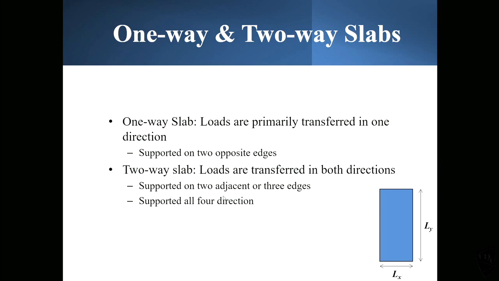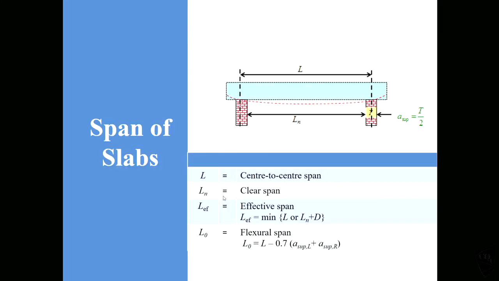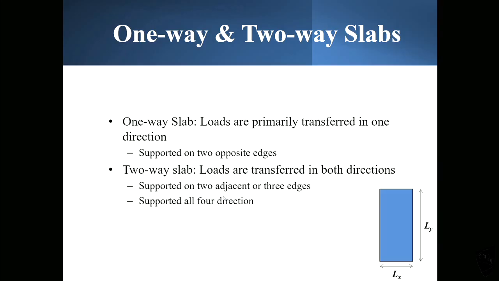So again, I explained this one. In a one-way slab, loads are transferred in one direction. In two-way slabs, loads are transferred in both directions. And they have a standard notation. If it is a one-way slab, it's basically L, only one direction. If it is a two-way slab, they have the notation Ly and Lx.